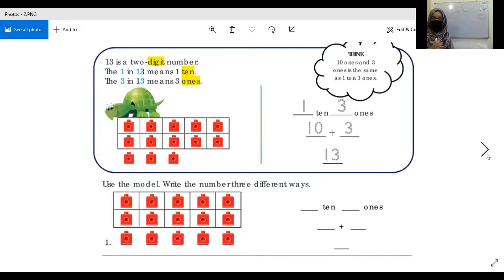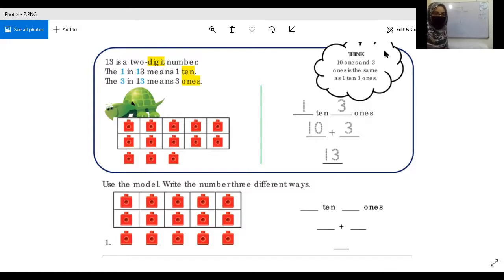Now let's move toward the next picture. Can you see this? It says that 10 ones and 3 ones is the same as 1 ten and 3 ones. Now we will understand how this is possible. It says that 13 is a two digit number. The 1 in 13 means 1 ten, right? Let's say I write it over here, the number 13.